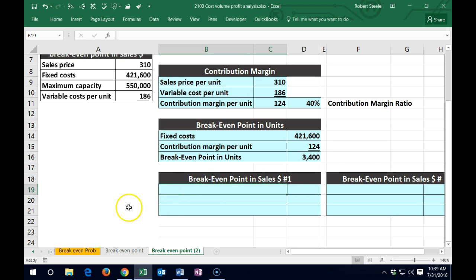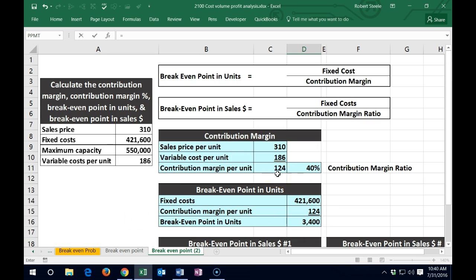But most of the time when you see it in the book, and it's very useful in different conditions, we're going to take the fixed cost divided by the contribution margin ratio. So I'll do it both ways, but this is what you're going to see most of the time. Fixed costs is going to equal the 421,600, same fixed cost here, and then we're going to divide that by the contribution margin ratio. And we calculated that up here. Remember, this is the contribution margin per unit. This is the contribution margin ratio, 40.